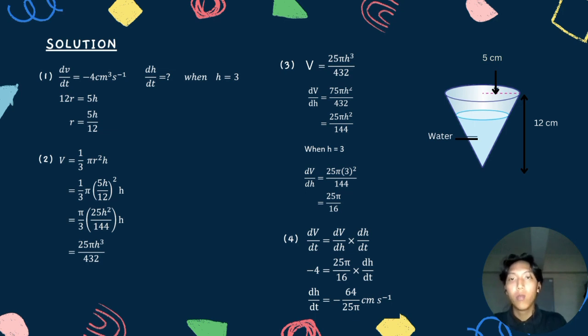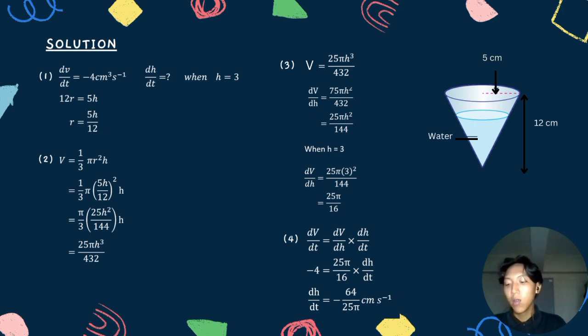So for the first step, we will bring out all the information given from the question. So the first one is dV/dt, which is water leaks out at the constant rate, which is negative 4 cm cubed per second. Why negative 4? Because the water leaks out, decreasing.